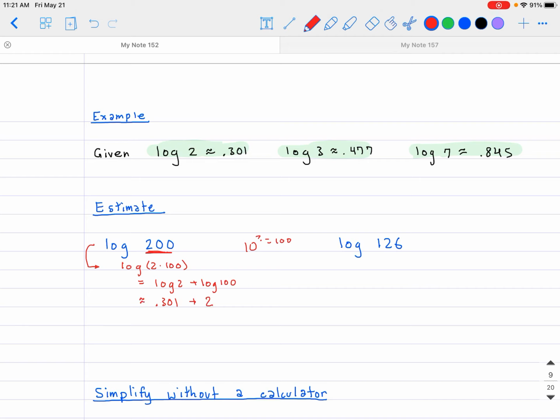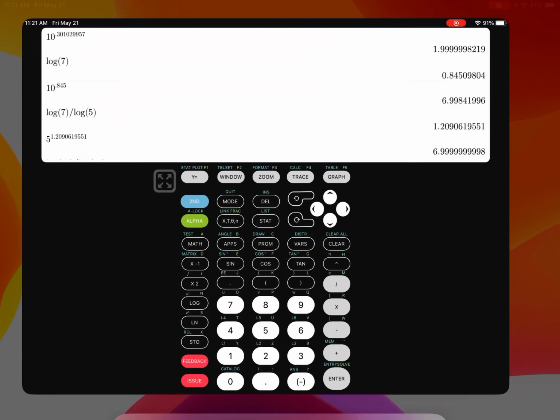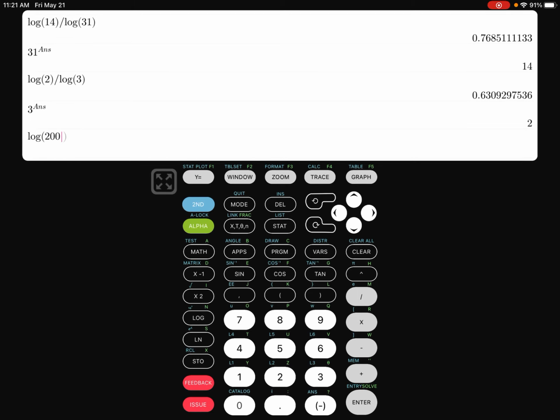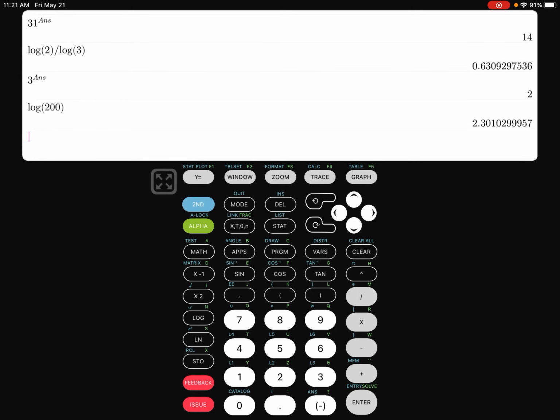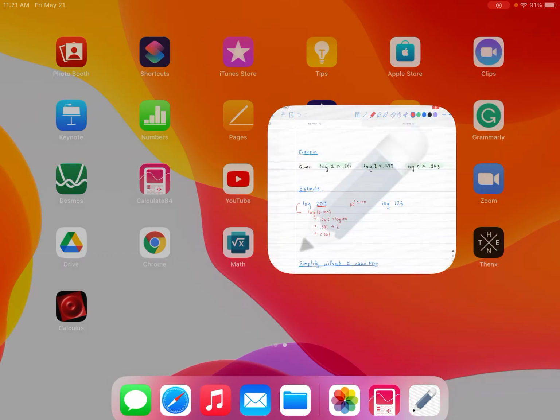So now we're going to add those two up. So the answer is approximately 2.301 then. So go to your calculator, check just to make sure. So the log of 200 is equal to 2.301, just as we said, okay?